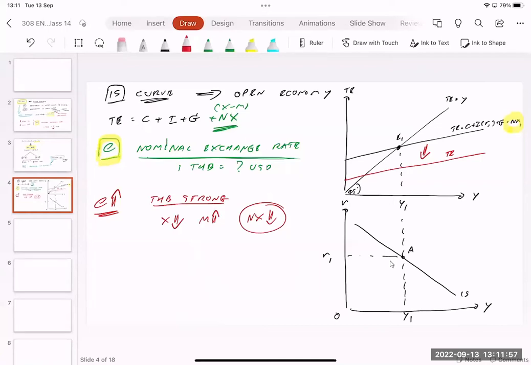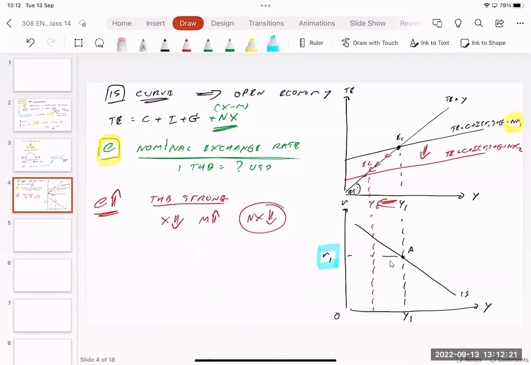Yeah, good. Okay. TE equals C plus I of R1 plus G plus NX2. NX becomes lower, so the total expenditure curve shifts down. The equilibrium point changes from E1 to E2, and GDP reduces from Y1 to Y2. From here, you can see that the real interest rate is still the same.